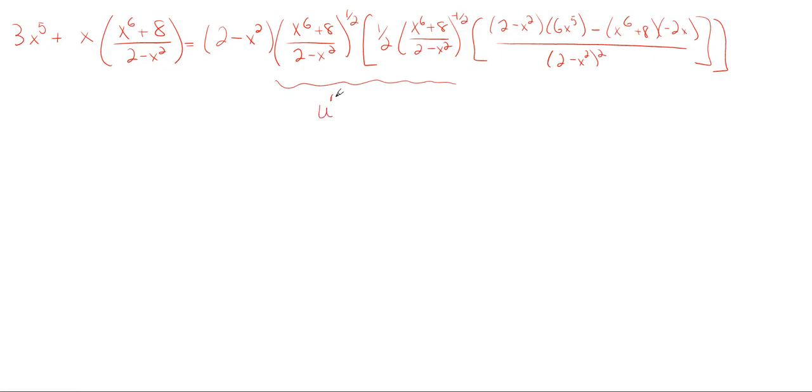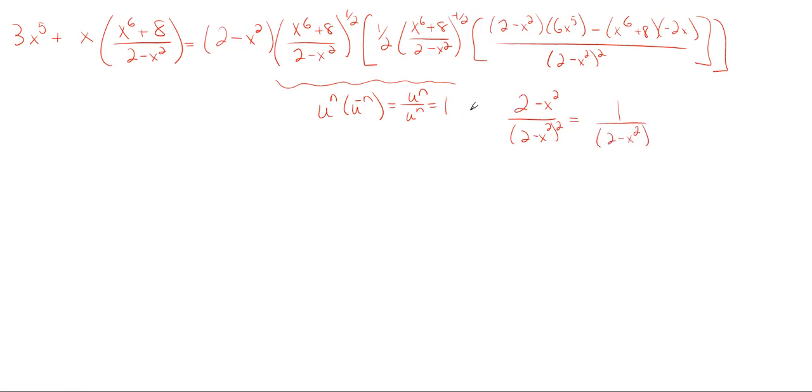Since u to the n times u to the minus n just gives you u to the n over u to the n, gives you 1. Since we have a 1/2 power of the same expression times a minus 1/2 power, this essentially boils down to 1, which makes it a lot nicer to deal with. So also note that we have this expression of 2 minus x squared over 2 minus x squared squared is essentially just 1 over 2 minus x squared.